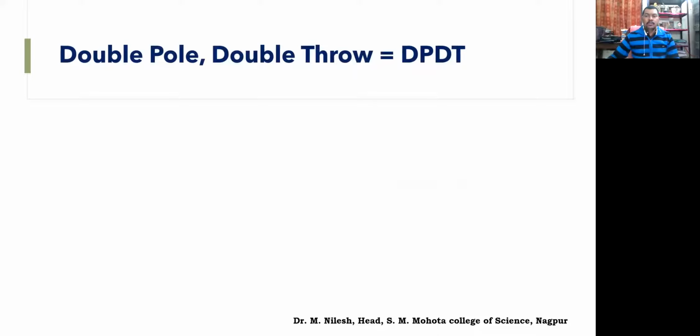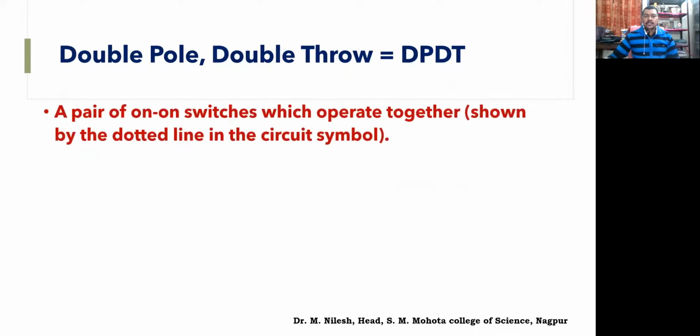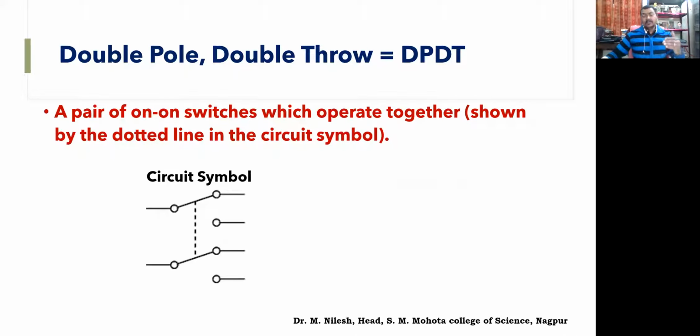The another one which comes to our mind is a double pole double throw circuit. So DPDT switch, DPDT switch, which is again a pair of on switches which operate together as shown in this circuit. So same as that single pole double throw circuit, we have two poles and two throws. So they are going to connect the other circuits at one time and the other circuits at another time. So we have this type of arrangement.